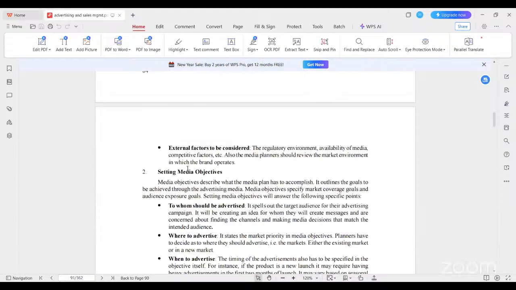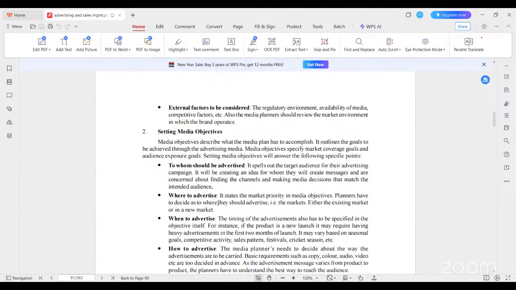And then they have to set the media objective. Okay, setting the media objective. So to whom should we advertise, where to advertise, when to advertise, and how to advertise? Means whom, where, when, and how. On the basis of these factors, we will decide the media objectives. So media objectives describe what the media plan has to accomplish. It outlines the blueprint, or the goals to be achieved through the advertising media.